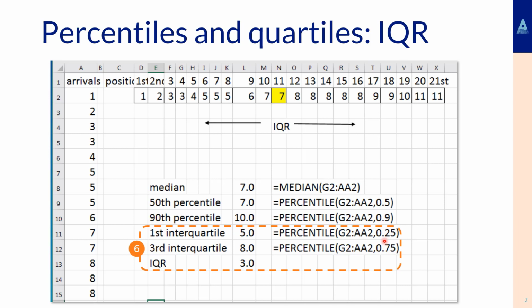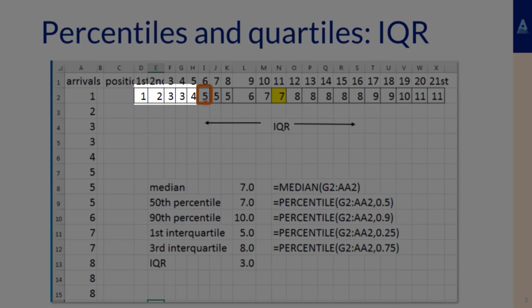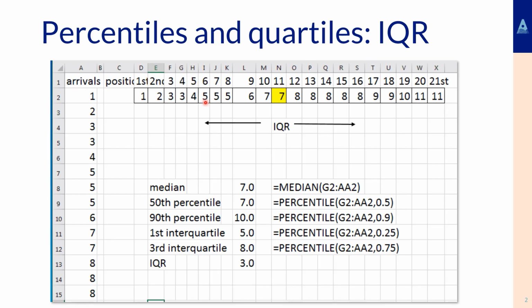It's the number 5, and that is I2. So it's this particular 5 here. You can see there are 3 of them together, but this item has 5 numbers below it to the bottom and 5 numbers above it to the median. So it's right in the middle of the lower half.